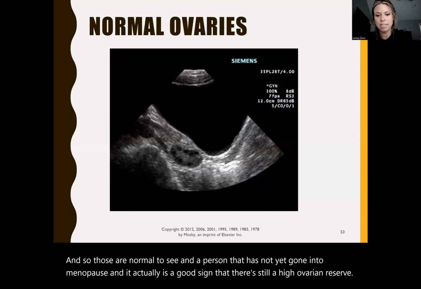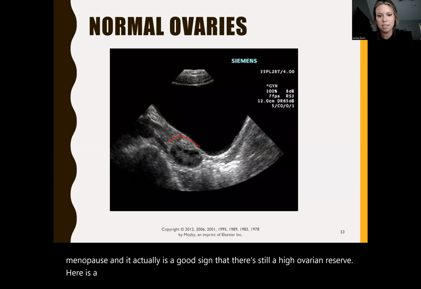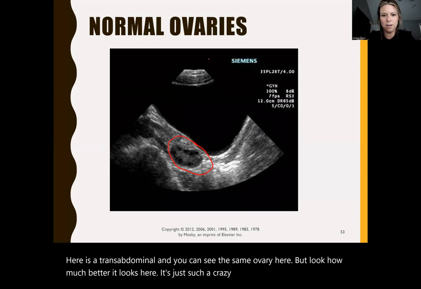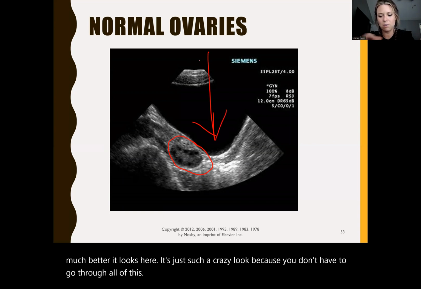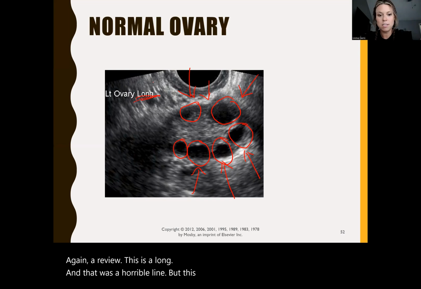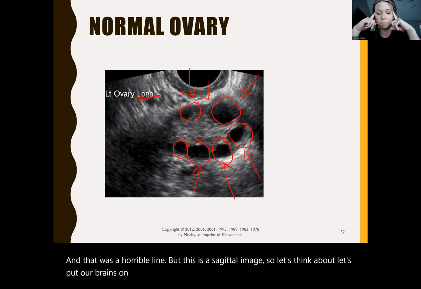Here is a transabdominal view, and you can see the same ovary here, but look how much better it looks here. It's such a crazy look because you don't have to go through all of this space to get to it. It's just right there, that close. Again, a review, this is a sagittal image. So let's put our brains on about a transvaginal ultrasound.